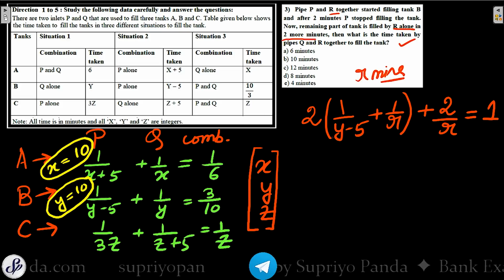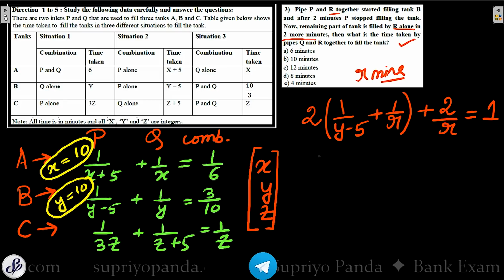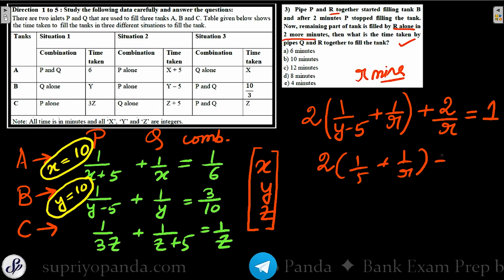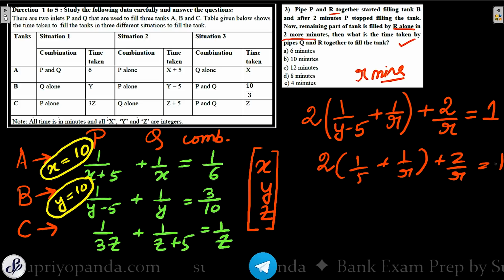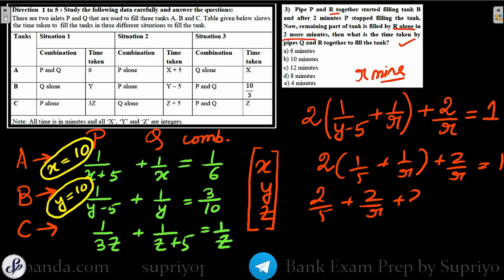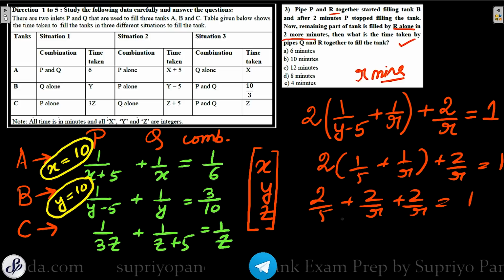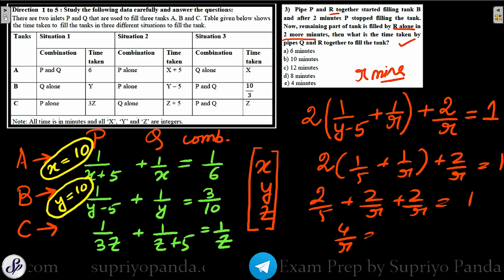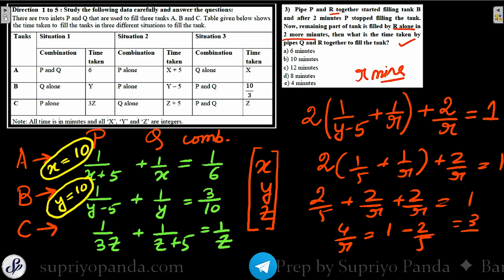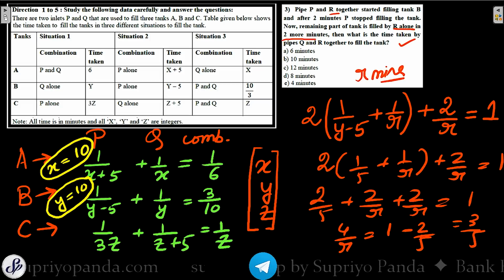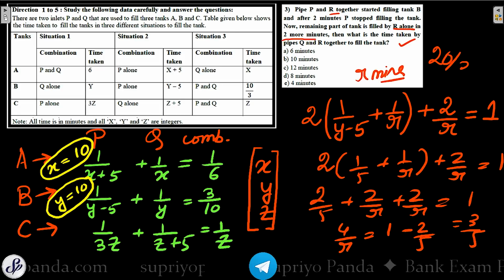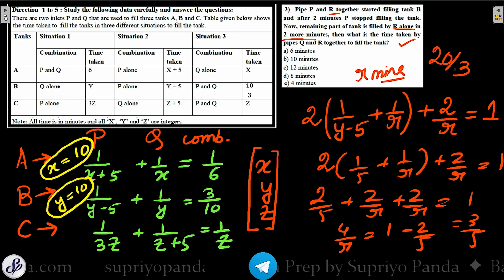Now we can solve for R. We already know y's value is 10, so we can write it as 2 times (1 by 5 plus 1 by R) plus 2 by R equal to 1. So this becomes 2 by 5 plus 2 by R plus 2 by R equal to 1. So we get 4 by R equal to 1 minus 2 by 5. So this comes as 3 by 5, and so R becomes 20 by 3.